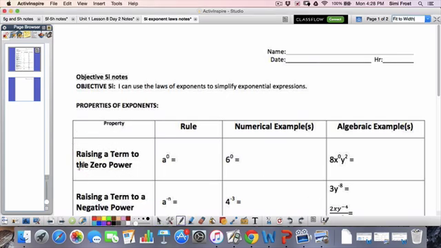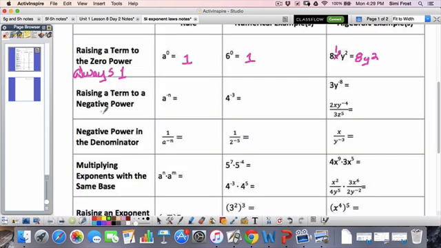So raising a term to the 0 power. In this case, the answer is always 1. So a to the 0 power, the answer is 1. 6 to the 0 power, the answer is 1. No matter what, the answer is 1. So this is just going to become 1 right here. X to the 0 power is 1. So now we have 8 times 1 is 8. And then we can't combine these or change them. All we can do is just put them next to each other. So we have 8y squared.